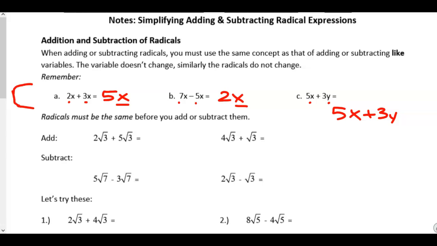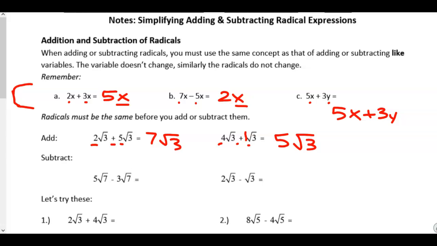But now let's talk about radicals. Same exact idea. So with square roots, write it down: 2 square root of 3 plus 5 square root of 3. What's 2 plus 5? 7, and then the square root stays the same. So 7 square root of 3. Now, if there's no number in front of the square root, what do I put? 4 plus 1, 5, square root stays the same, 3.